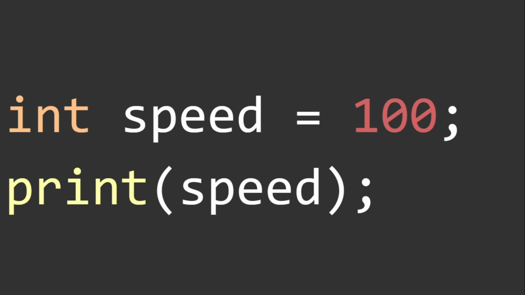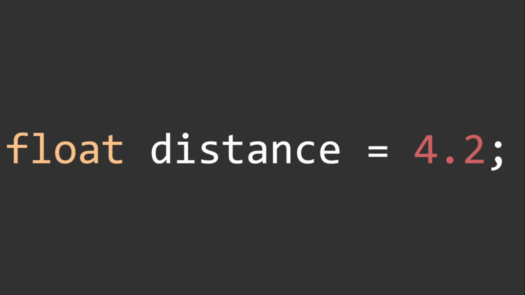Notice how there's a semicolon at the end of this line. This shows that the line is complete. Most every line will always need a semicolon at the end. This would print out the value 100, as the value of the speed is 100.